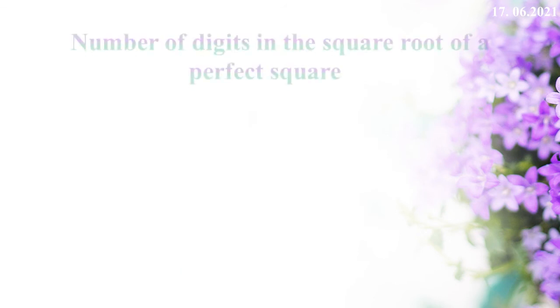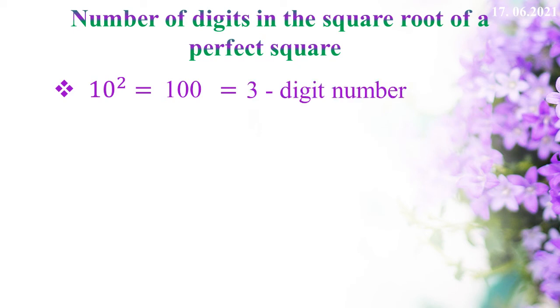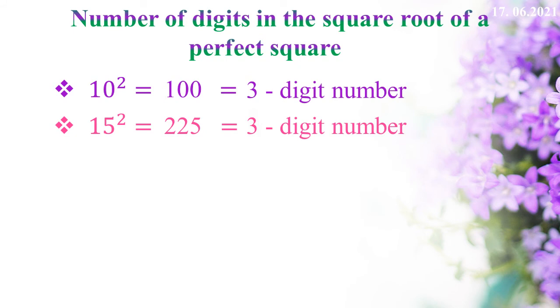Let's see how to find the number of digits in the square root of a perfect square. Observe the following. 10 square equals 10 into 10, which is 100. 100 is a 3-digit number. Next, 15 square, 15 into 15, is 225. 225 is a 3-digit number.